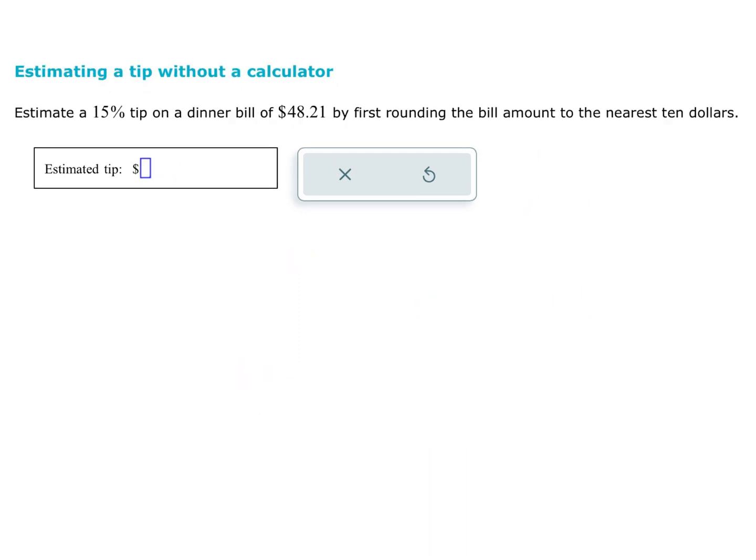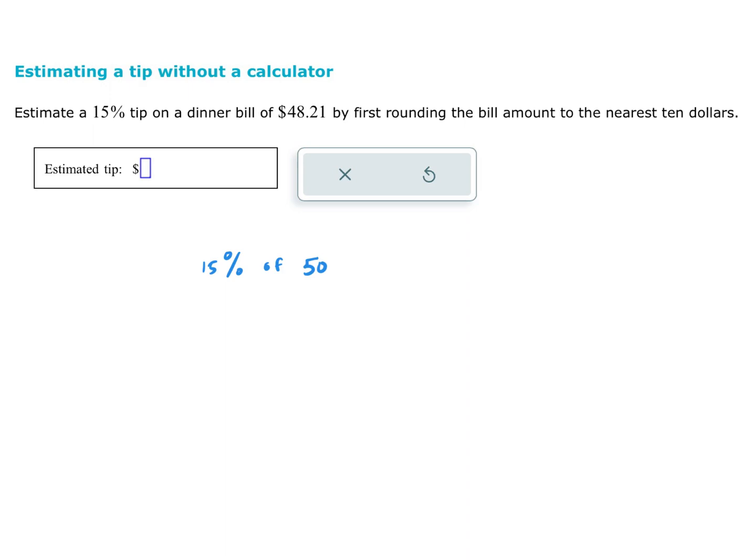This one says estimate a 15% tip on a dinner bill of $48.21. First round to the nearest $10. Just like before, we're at $48. That's more than halfway between 40 and 50. So we're going to go up to $50. We're trying to find 15% of $50.